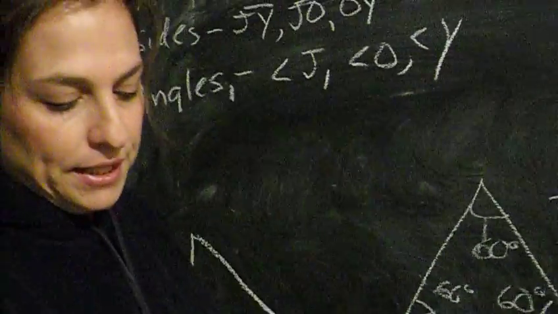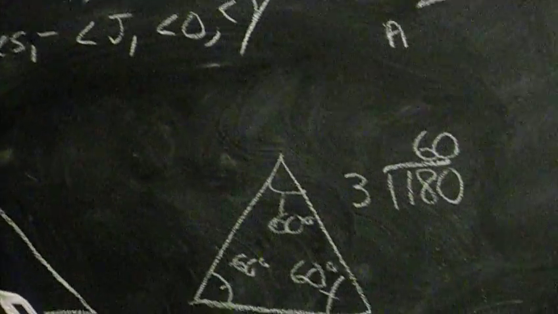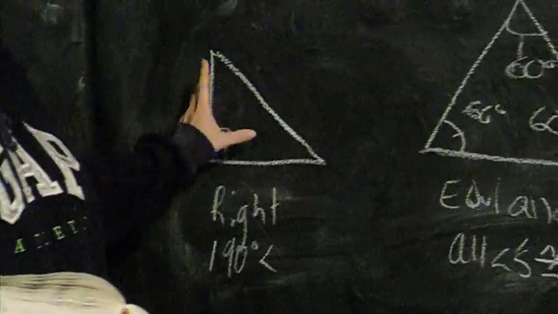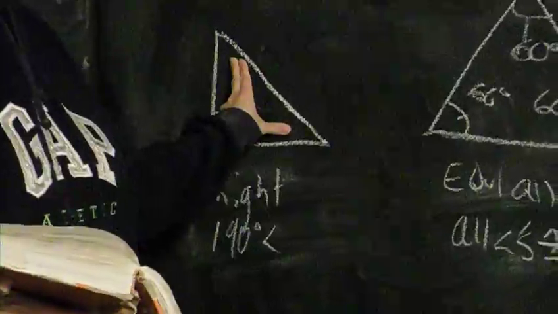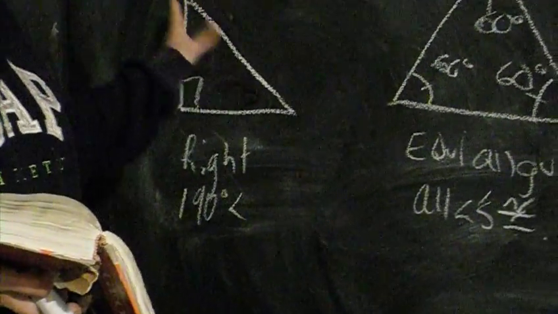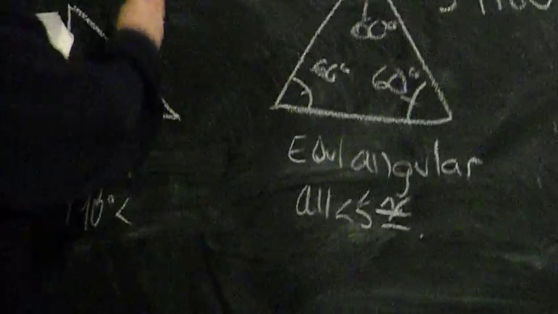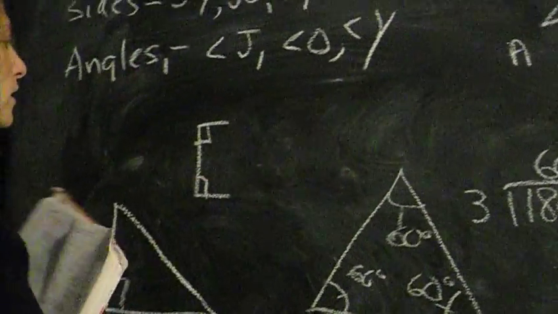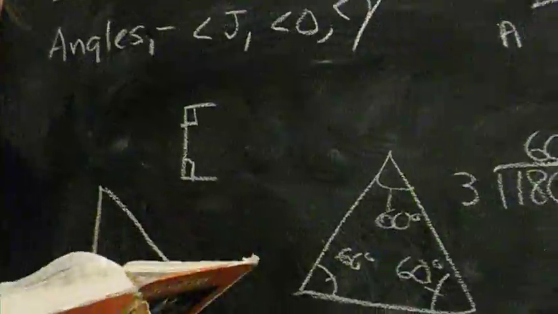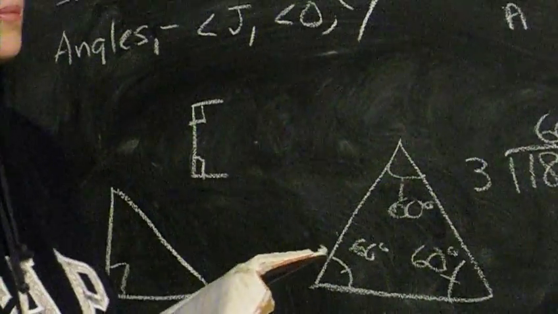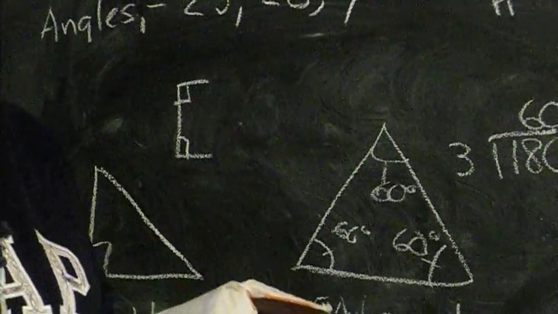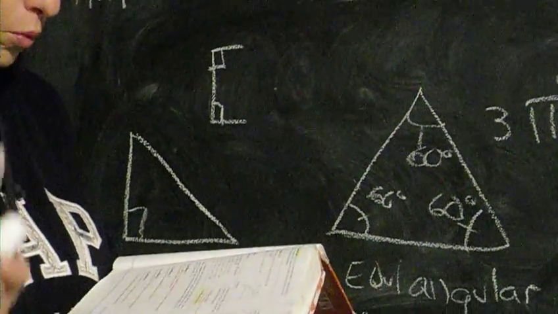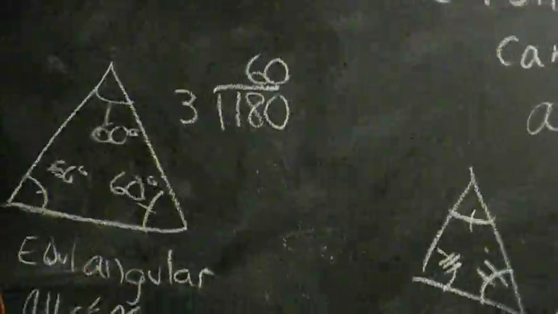Corollary 3, in a triangle there can be at most one right angle or obtuse angle. Obviously, if that's 90 degrees, the other two angles are going to have to equal 90 degrees. So if I draw two right angles, that automatically does not make a triangle anymore. So you can't have two 90-degree angles or two obtuse angles, because an obtuse angle is any angle over 90 degrees, so that's not going to work. So there's only one right angle, one obtuse angle in a triangle.